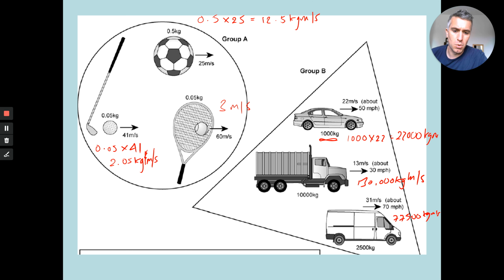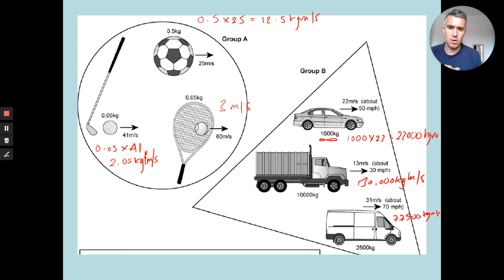So, although this truck was going less than half the speed of this white van, because this truck weighs a lot more, it has a lot more momentum. 130,000 compared to 77,000. Although this one is twice the speed, the mass of this one is so much more, it makes such a big difference in terms of what the momentum is. So for the momentum, you just take the mass in kilograms and you times it by the speed in meters per second.